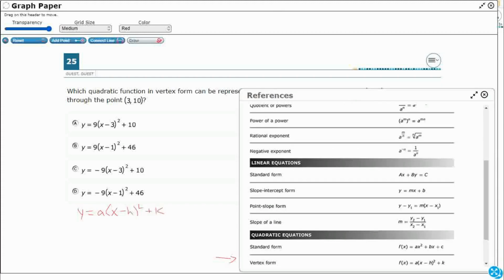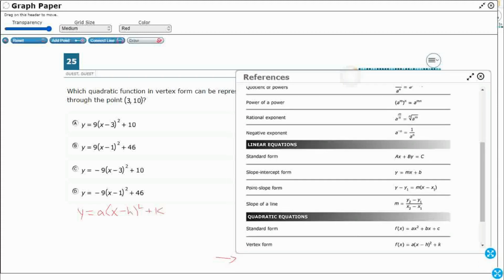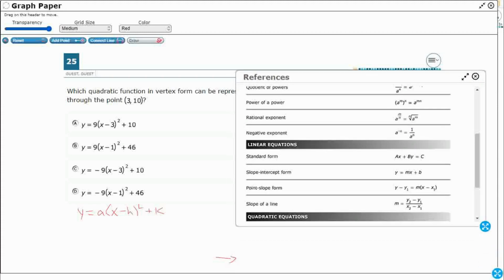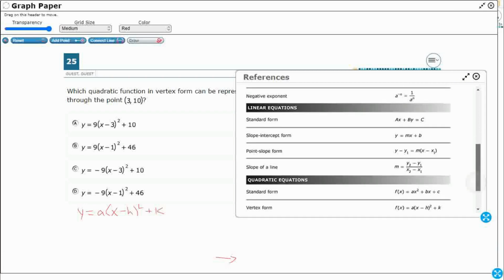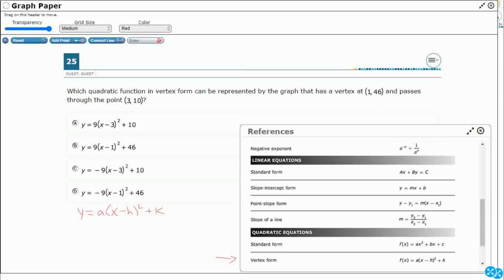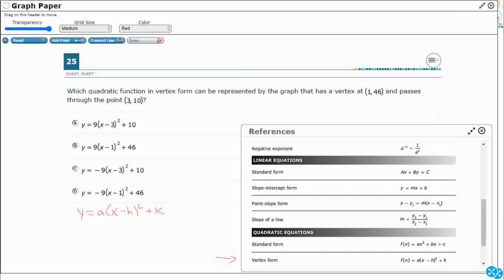Now, here's the one thing that they're not going to tell you, and you have to know coming into the STAAR test. What is the actual vertex? Okay, the vertex is (1, 46), but the vertex in the vertex form, when they give it to you like that, the h is the x value, the k is the y value. That's something that they're not going to show on the reference form, so you have to know that this h or this x is going to equal 1.